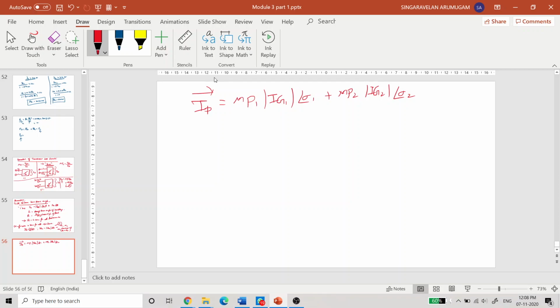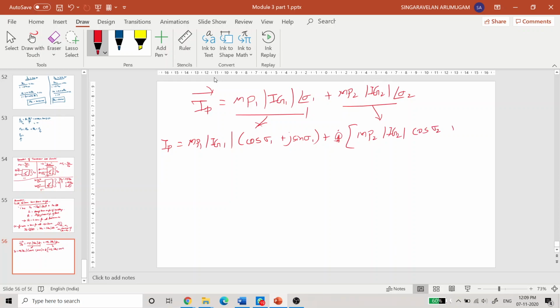We all know that if I separate the cos and sine components, it includes both the real and reactive parts. So IP is equal to MP1 IG1 times cos delta 1 plus j sin delta 1, plus MP2 IG2 times cos delta 2 plus j sin delta 2. So I will get this.